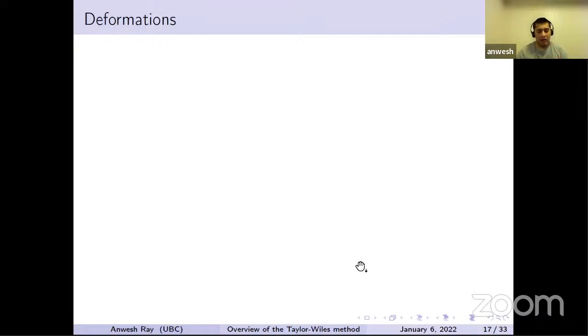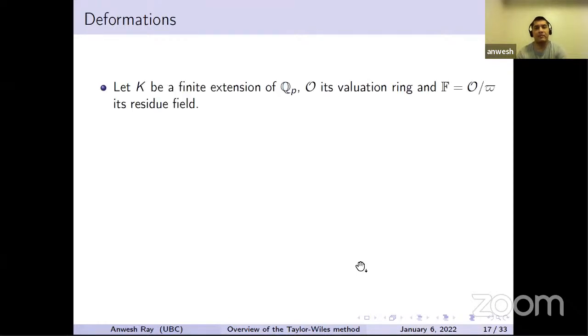Okay. Now, one of the main ingredients in the Taylor-Wiles method is deformations of Galois representations. This is a theory which was invented by Mazur, in a slightly different context. But the idea is that by considering deformations of Galois representations, one can very formally recover the Hecke algebra as a deformation ring. So I just want to start with some very basic definitions. K is a finite extension of Q_p, and O is going to be the valuation ring. So it's always a Z_p algebra, it's a valuation ring.